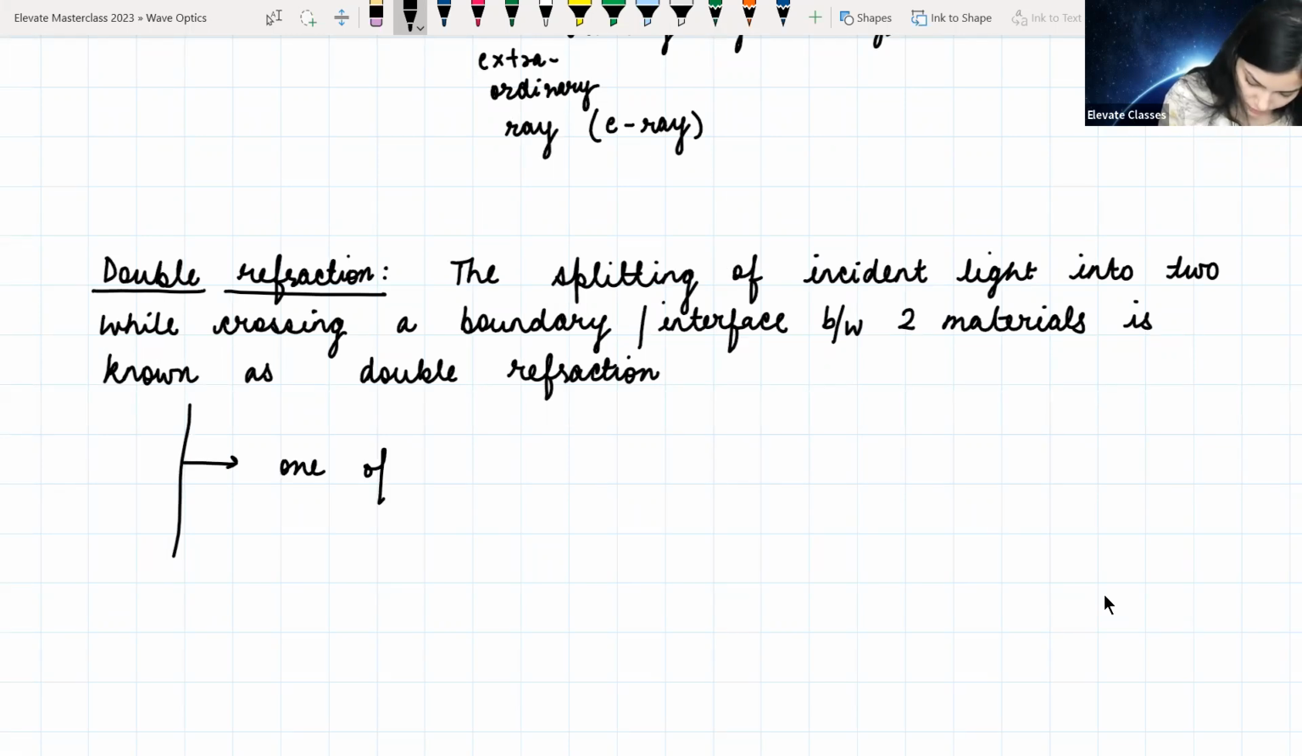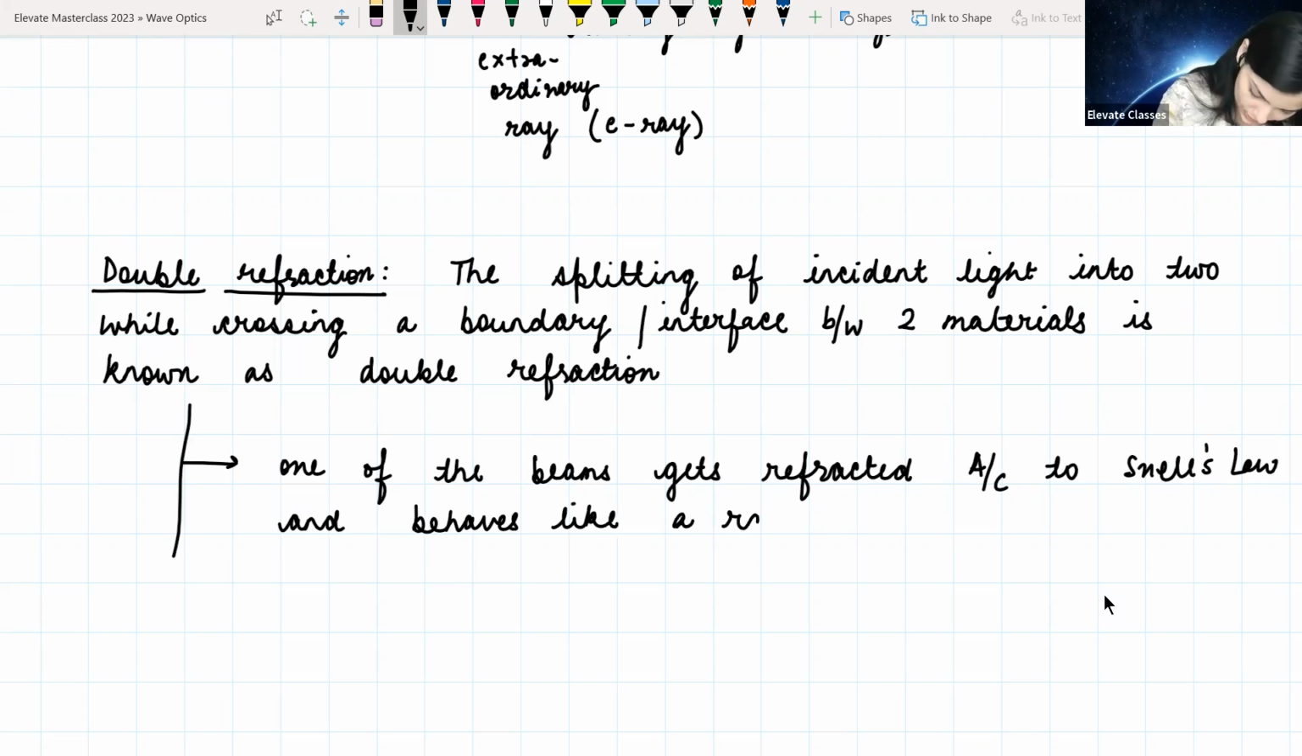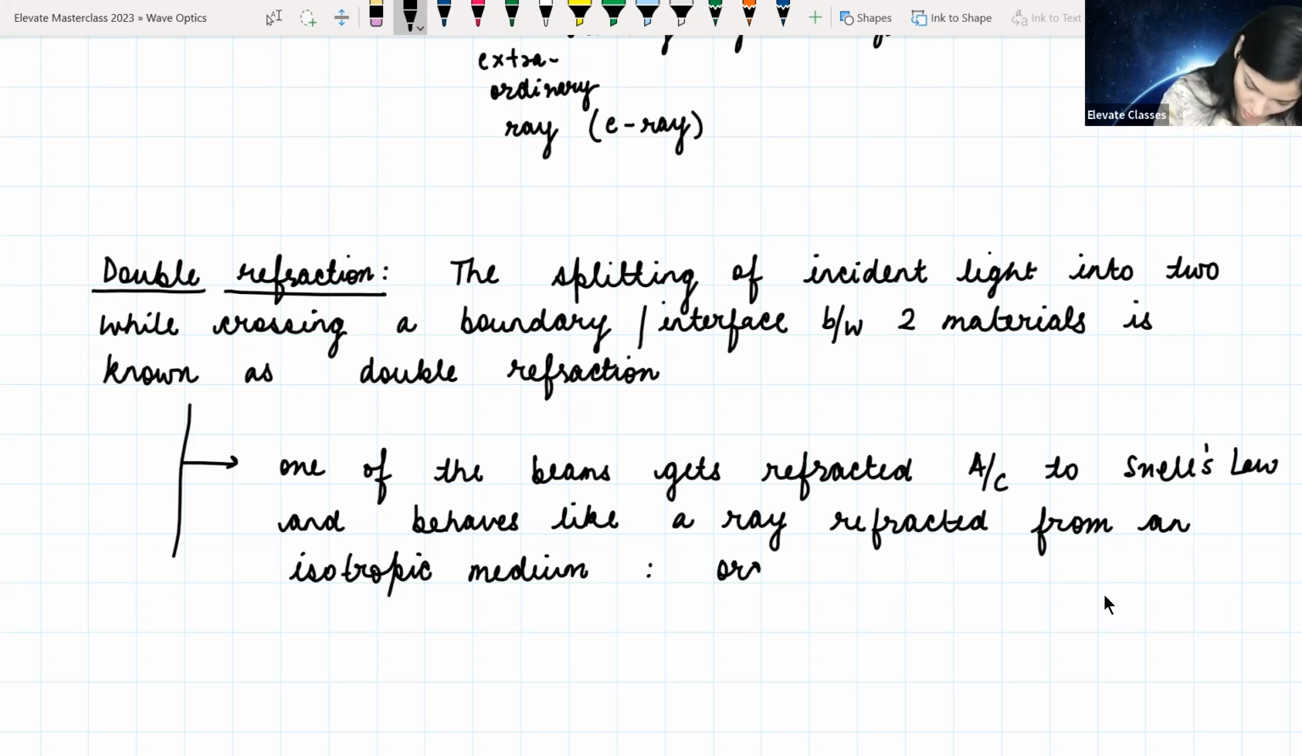that one of the beams gets refracted according to Snell's law and behaves like a ray refracted from an isotropic medium. Okay, so this is called the ordinary ray.